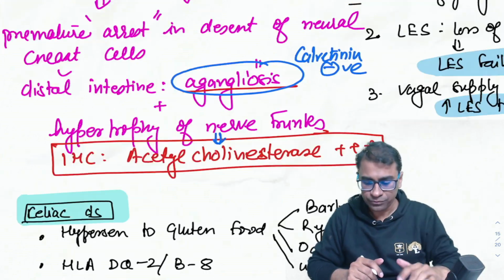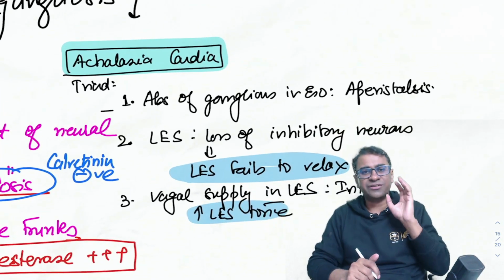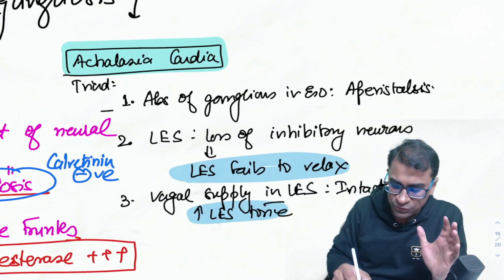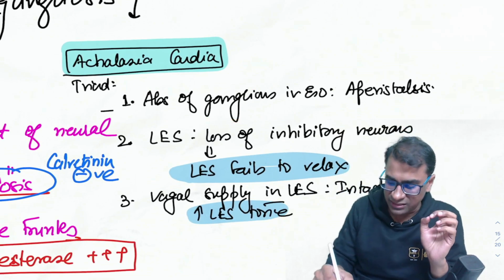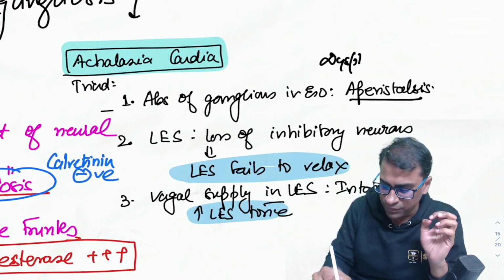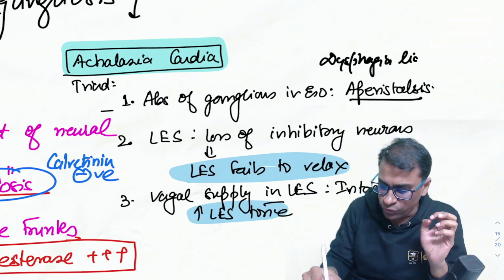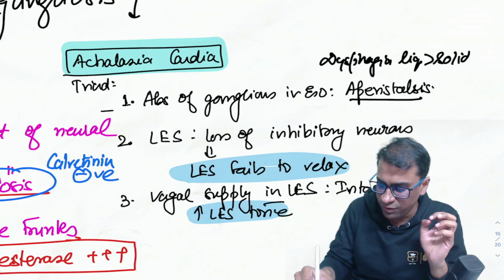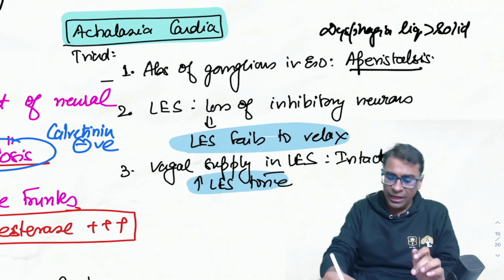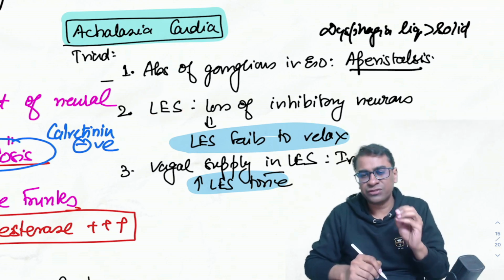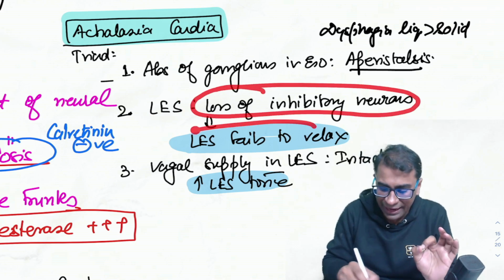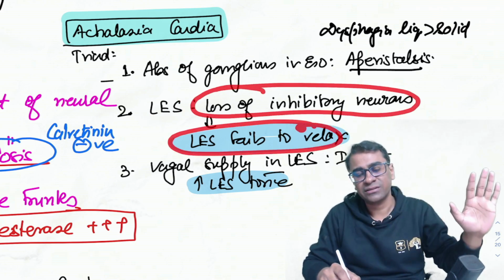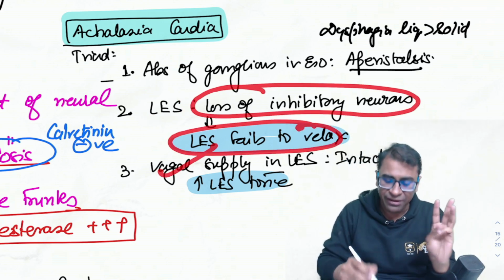That's it. In achalasia, there's a triad. The triad is of absence of ganglions. Because of absence of ganglions, there is aperistalsis causing mainly dysphagia in the liquid foods more than the solid foods. Liquid more than solid foods. In the lower esophageal sphincter, there is loss of inhibitory neurons, and therefore the LES fails to relax. And very importantly, the vagal supply is intact.